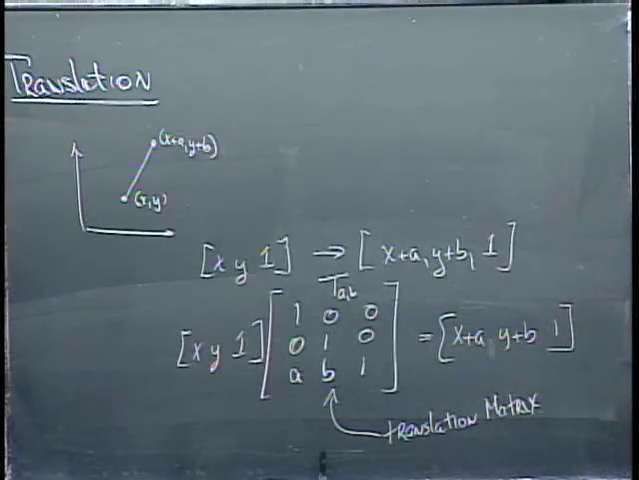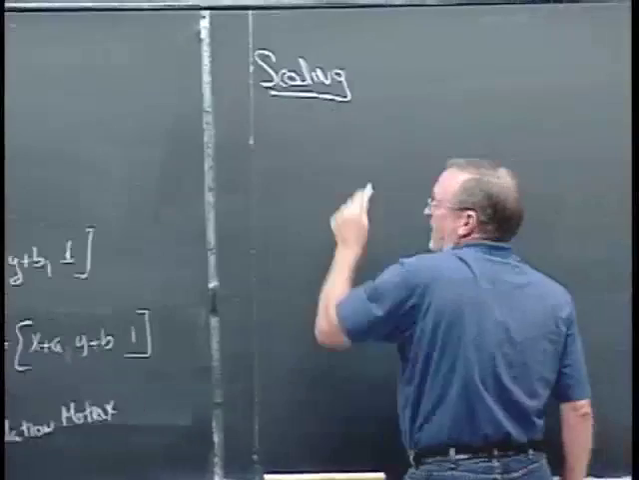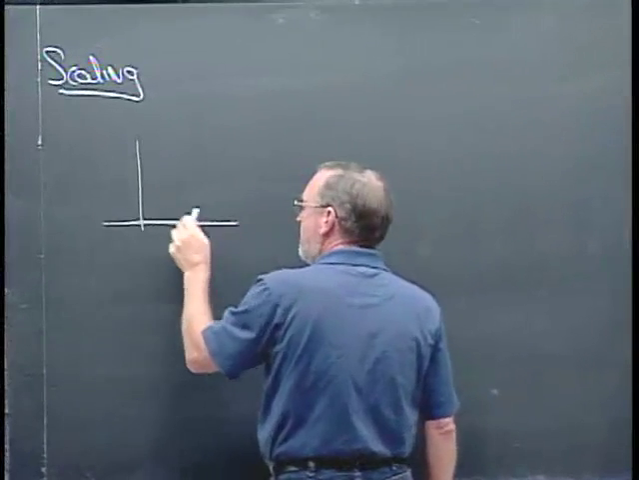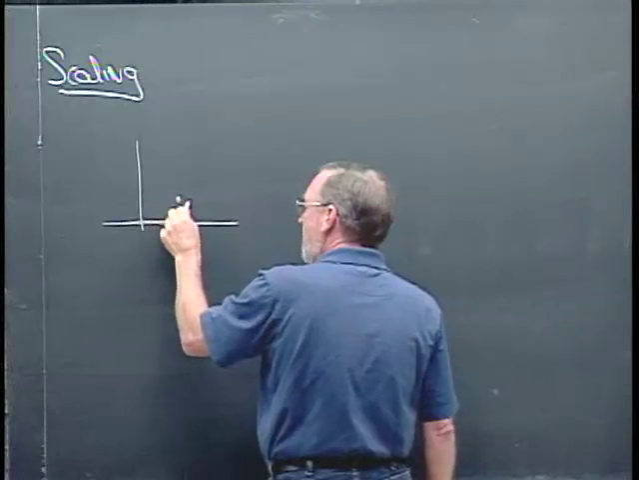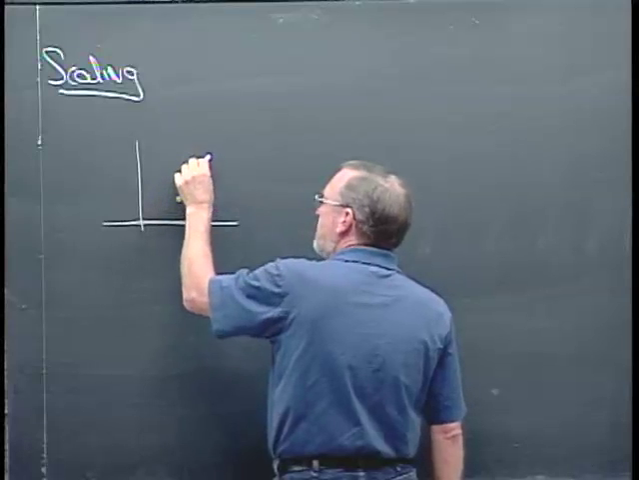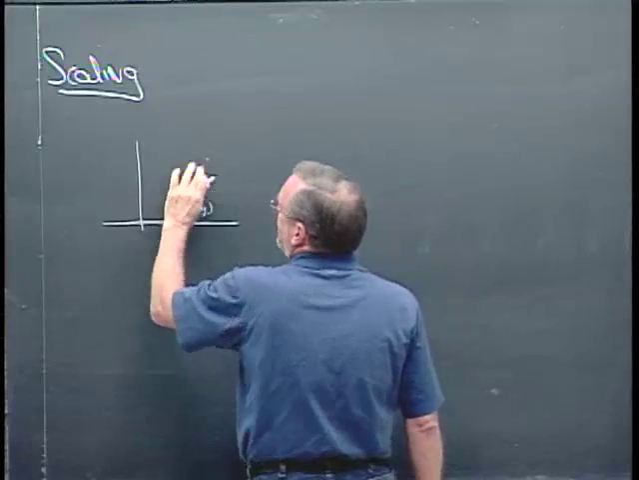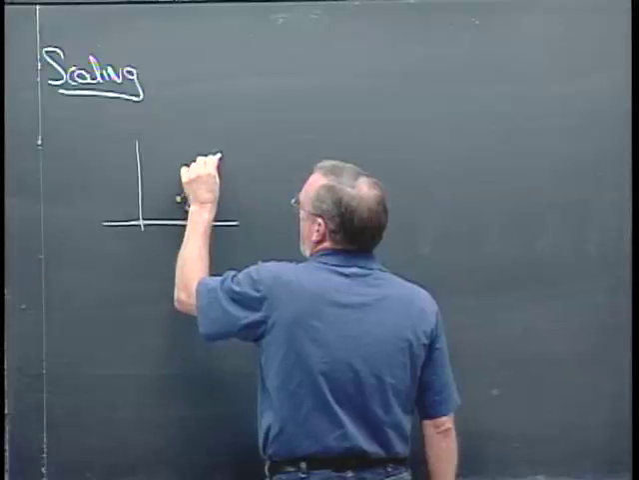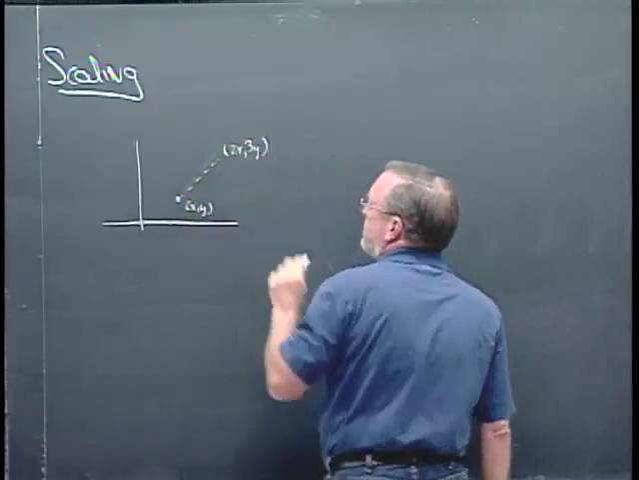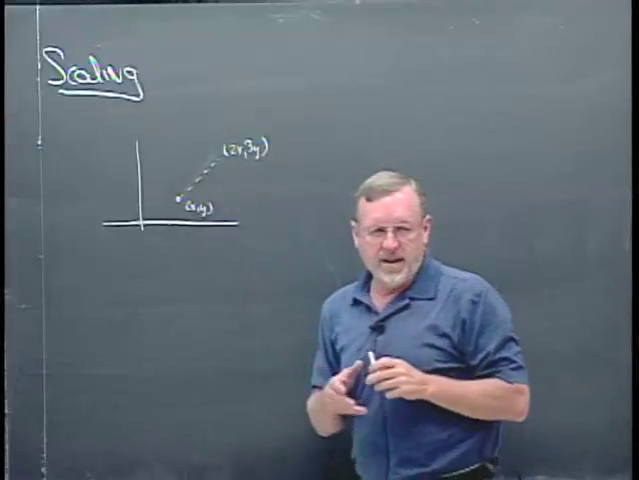Here's scaling, which is number two. A nice little transformation. Now, in this one, I want to take a point here, x, y, and I want to scale the coordinates of the point. So I want to move this thing out here maybe 2x and 3y. Okay, I want to scale this thing.